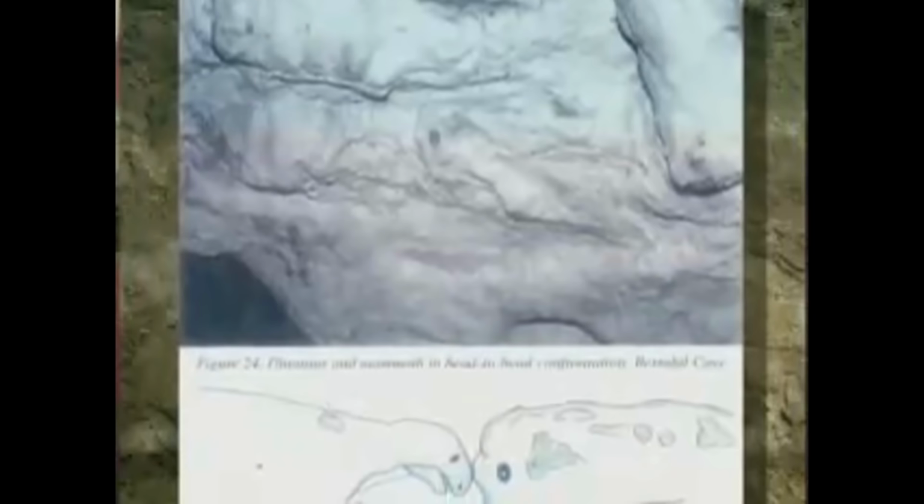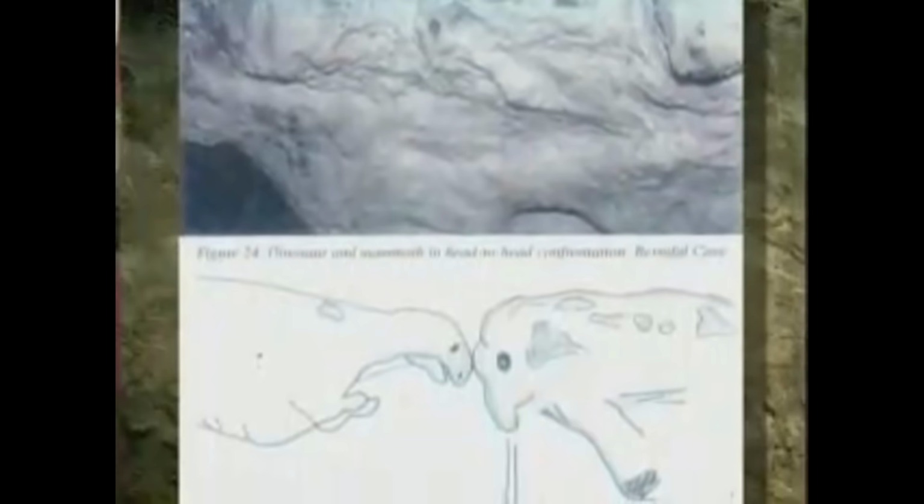We have this cave in Europe, the Bernifal Cave, in which you can see by the diagram below up on the rock, a mammoth is butting heads with a dinosaur.